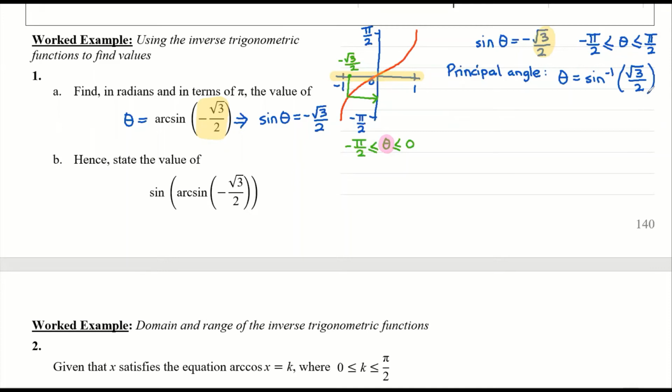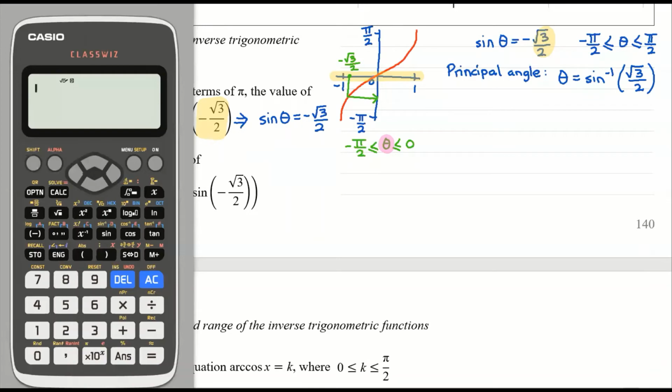Okay. So at this point, we're going to get our calculator out. And this time, I'm going to be conscious of the question asking for the angle in radians. So I'm going to make sure my angle is in radians. So let's go to the setup. Shift menu or shift setup, if you like. Select option 2 and option 2 again. Now my calculator is in radians, as you can see on the display right here. Now, we do the inverse sine of root 3 over 2.